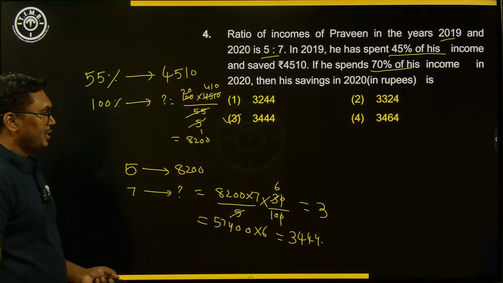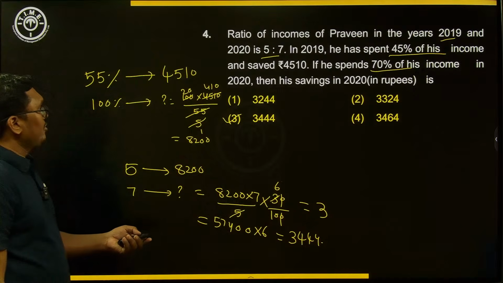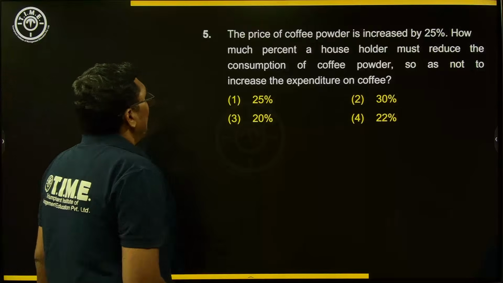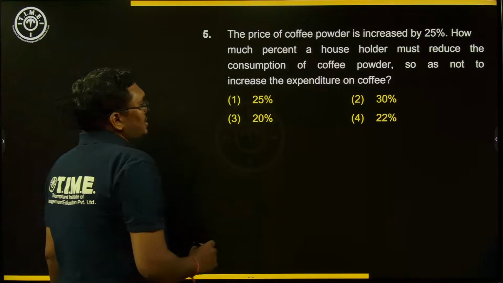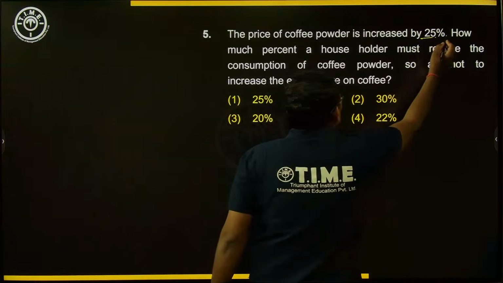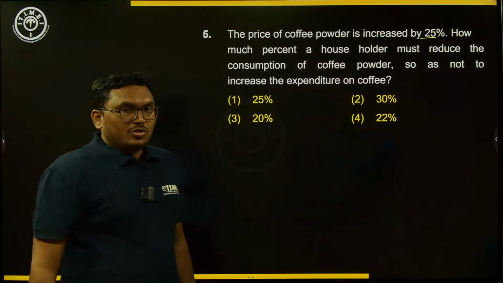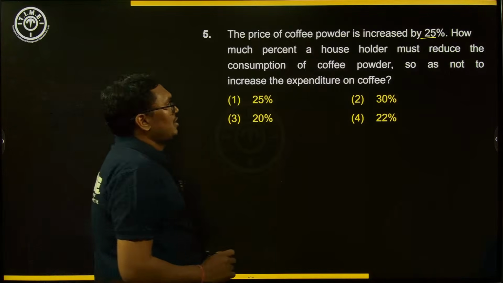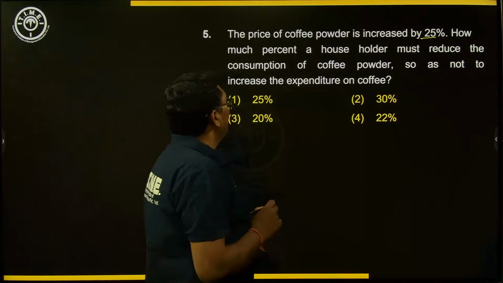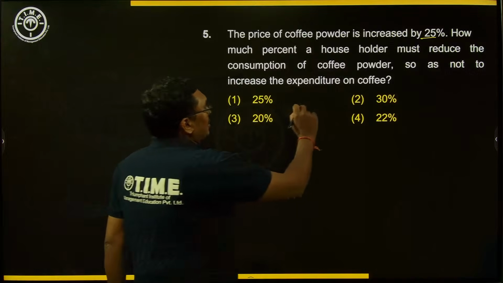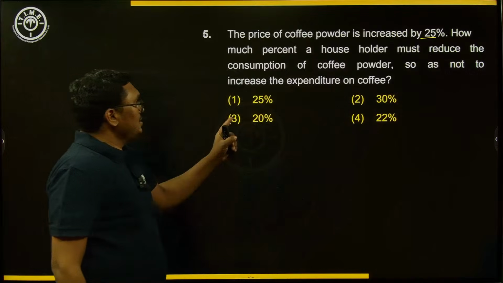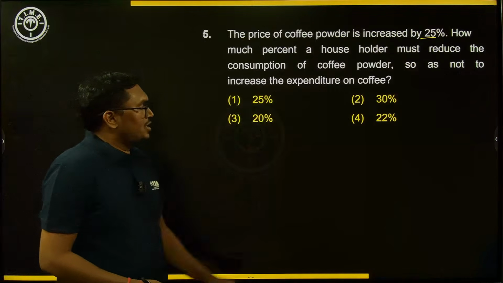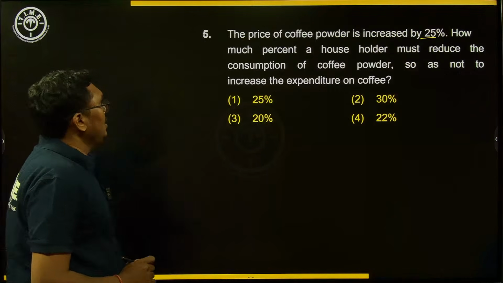Okay, right. So next question. Read the question. The price of coffee powder is increased by 25%. So it is increased by 25%. And how much percentage a householder must reduce the consumption of coffee powder so as to keep the expenditure constant. So expenditure constant గా ఉండాలంటే consumption ఎంత తగ్గించుకోవాలి.